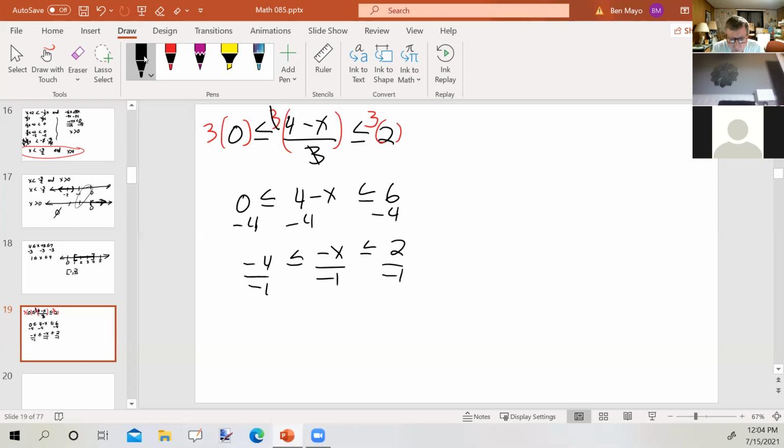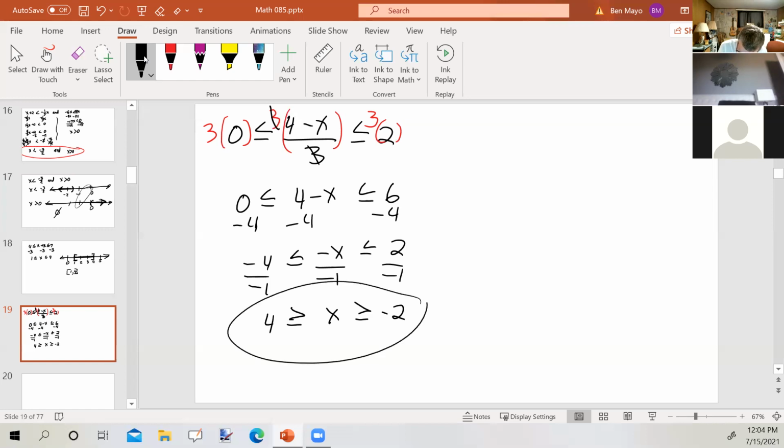But remember, if you multiply or divide both sides of an inequality by a negative number, you have to change the direction of the inequality symbol, or in this case, symbols. So this becomes 4 greater than or equal to x greater than or equal to negative 2. Now, the problem with this answer is that the statement goes from largest to smallest, and we always want it to go from smallest to largest, going from left to right.